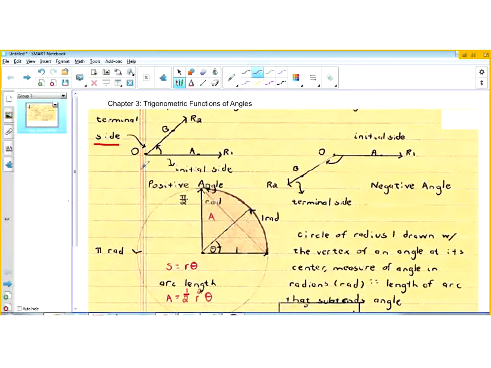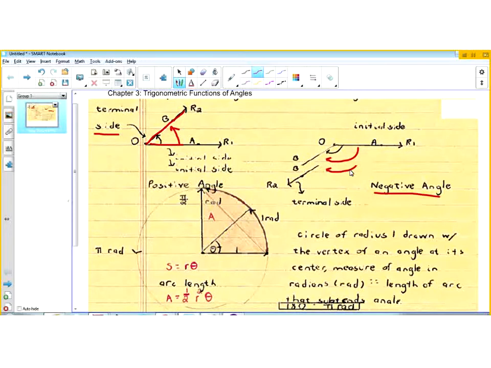And a positive angle is formed by taking ray OR2, this ray right here, and rotating it counterclockwise from the initial side. So when you rotate in this direction, counterclockwise, we say that this is a positive angle. If we look at the negative angle exhibit, if we were to rotate ray OR2 clockwise from ray OR1 in this direction, then the resulting measure will be a negative angle.